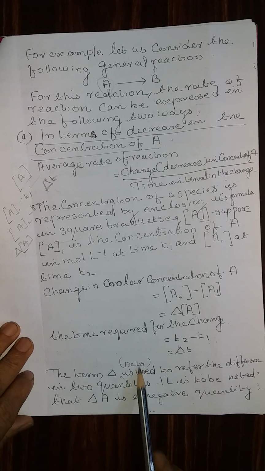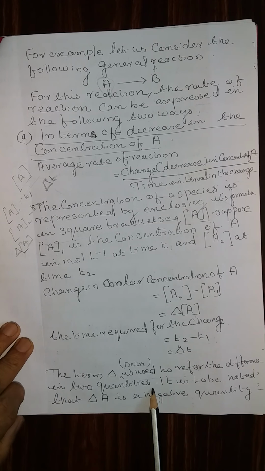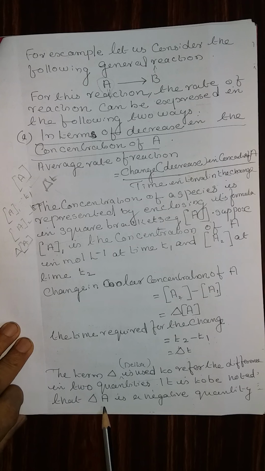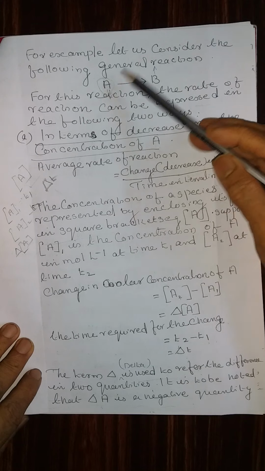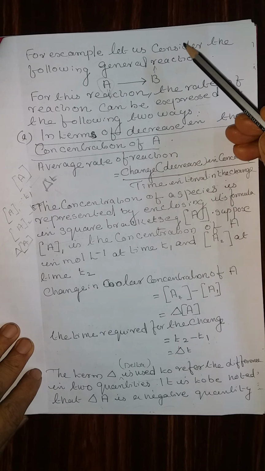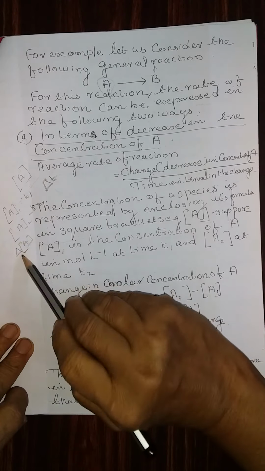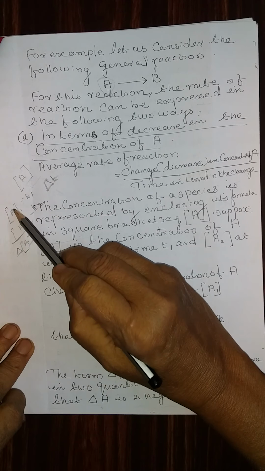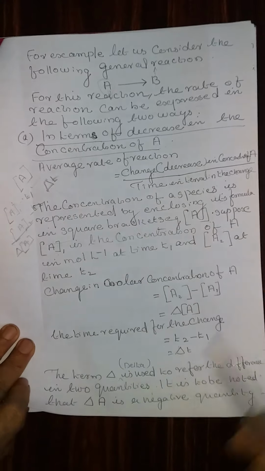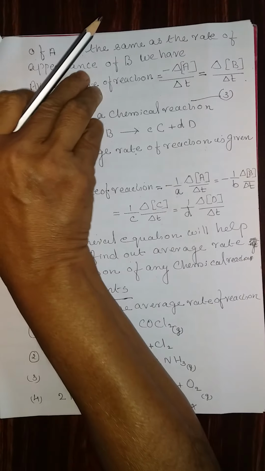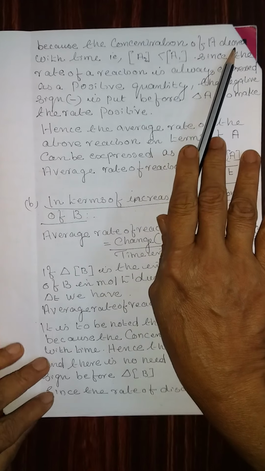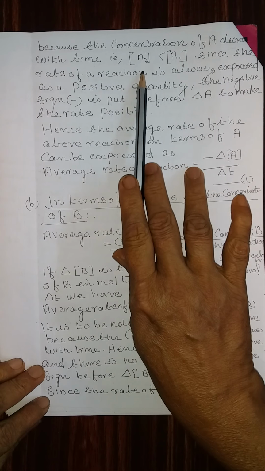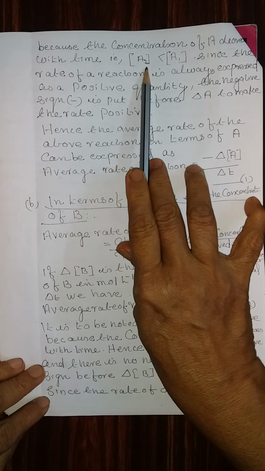The term delta is used to refer to the differences of the quantities. It is to be noted that delta A is negative. The reason is that as the reaction goes on, the concentration decreases. Therefore, the final concentration A2 is always less than A1, or A1 is greater than A2. Therefore, this is a negative quantity; the concentration of A decreases with time. Concentration of A2 is less than A1.